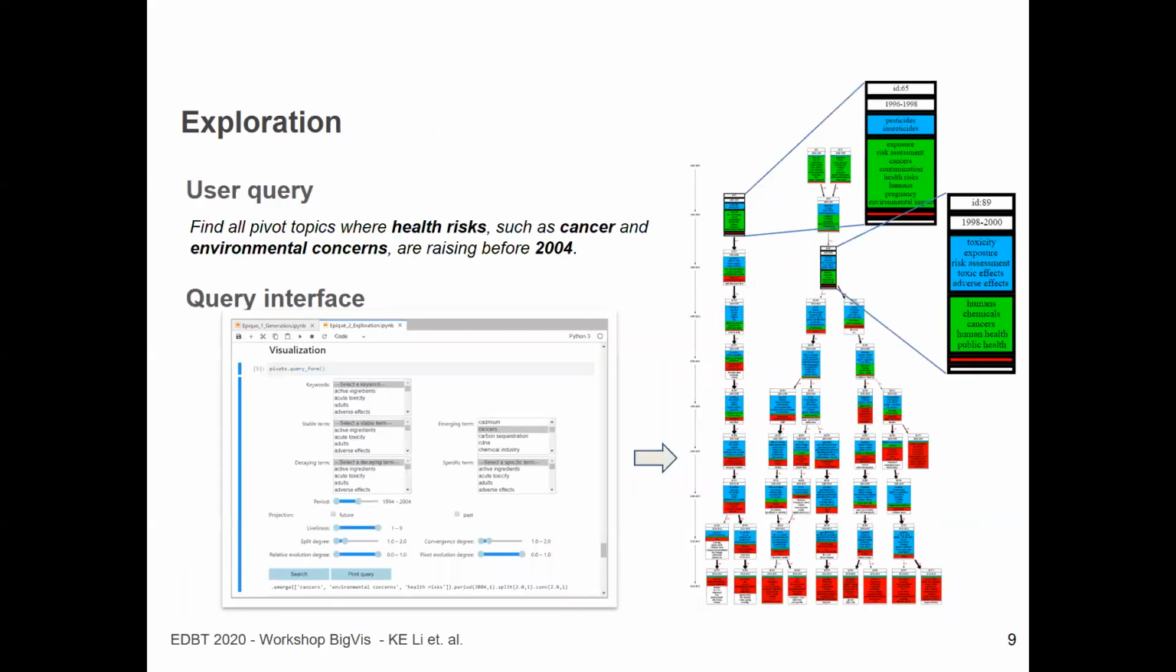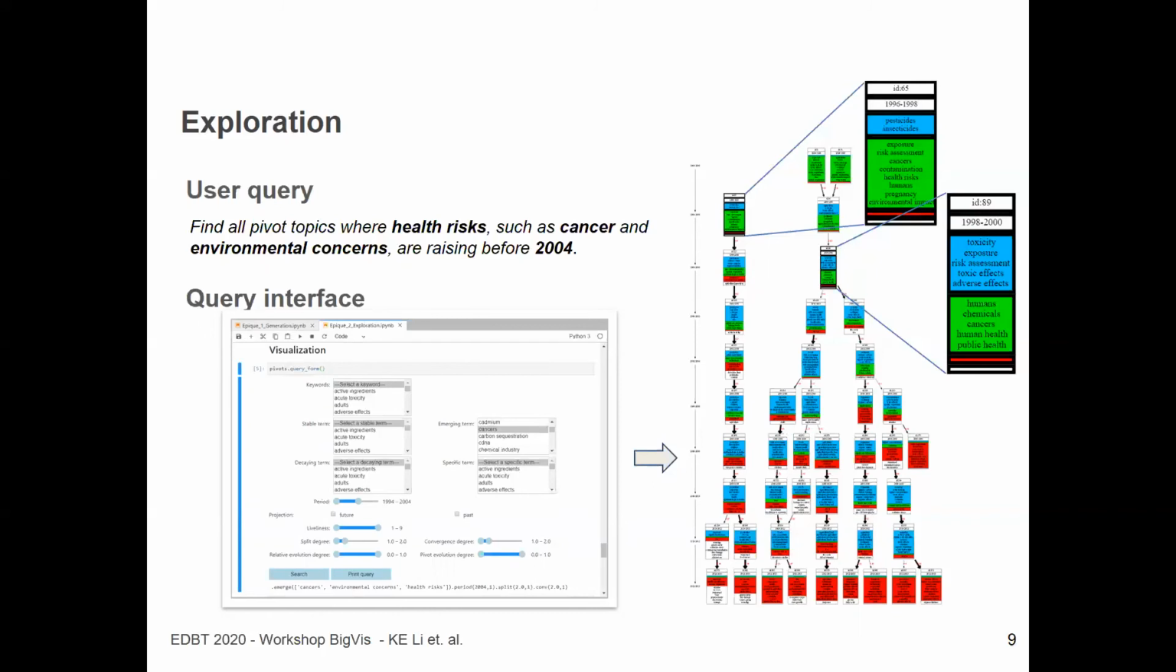A first prototype of our workflow has been implemented by using Jupyter Notebook. Here's a snapshot of the interface and the result. We use the corpus of glyphosate as an example. Users want to find all topics where health risks such as cancer and environmental concerns are rising before 2004. Then users can easily express their query with the interface, which will generate a combination of filters.